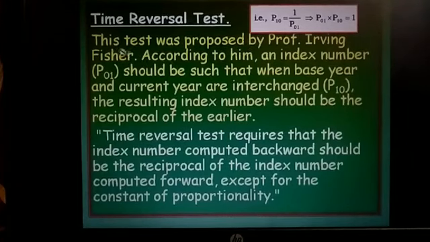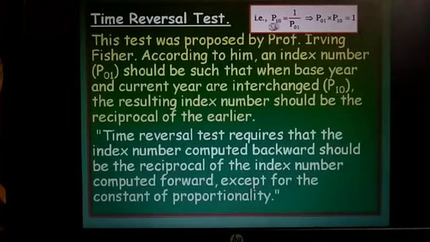So here the explanation has been given. Look at it. Whatever I have explained based on these notations is in terms of wordings here. This test was proposed by Professor Irving Fisher. According to him, an index number P01 should be such that when base year and current year are interchanged, that means when P01 is interchanged, it will become P10, the resulting index number should be the reciprocal of the earlier.